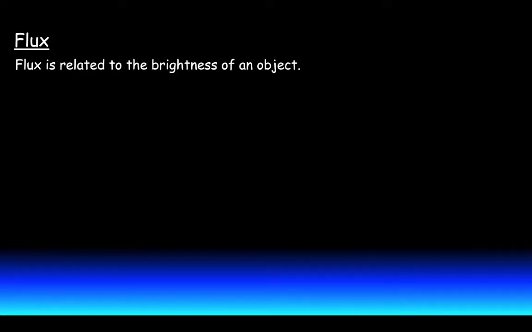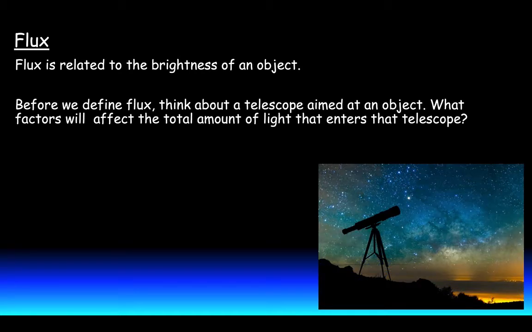So, if we're going to talk about magnitude, magnitude is related to the notion of flux. And flux is not the same as the brightness of an object, but flux is related to the brightness of an object. So before we define formally what flux is, let's imagine that we have a telescope and we have that telescope aimed at some object in the sky.